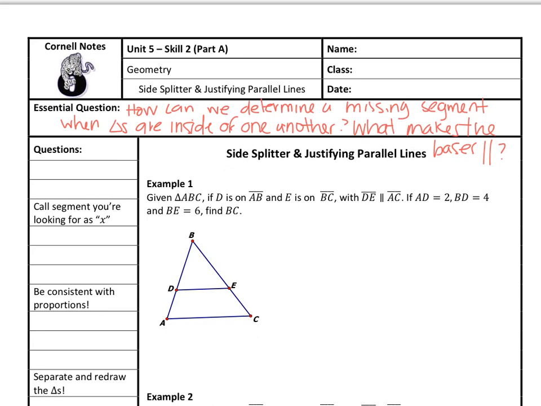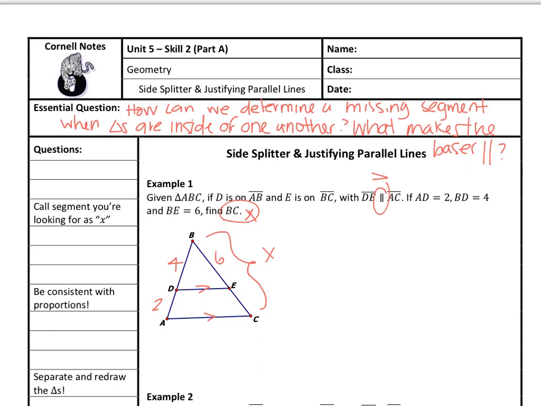Our first example says that we're given triangle ABC. D is on AB and E is on BC, with DE parallel. That's what this symbol means. So when we mark this, that means parallel. AD is 2, BD is 4, BE is 6, and we need to find BC. Whenever you're looking for something, choose to call that X. So BC is this entire piece called X.